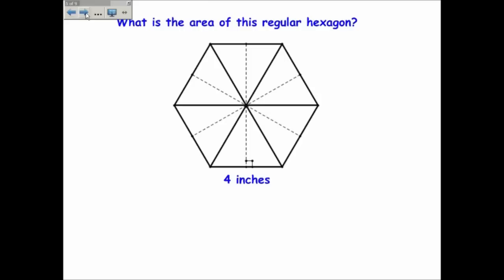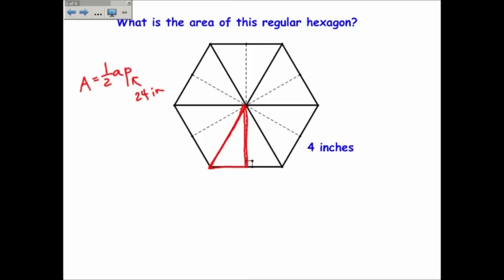So, what is the area of this regular hexagon? Again, this triangle will be useful to us. The area is 1/2 the apothem times the perimeter. And I don't know either the apothem or the perimeter. All I know is the side length is 4. Now I'll start off with the perimeter because I think that's easier. If each side length is 4 inches and there are 6 sides, then the perimeter must be 4 times 6, or 24 inches.